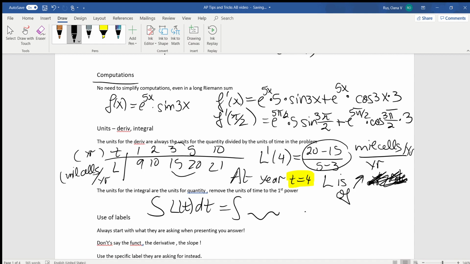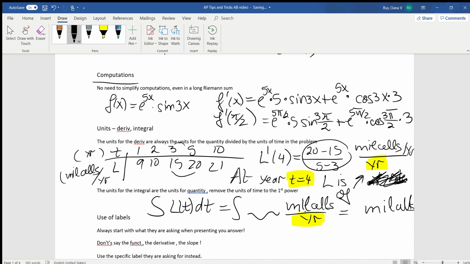If you were to integrate L of t dt, essentially you're integrating millions of cells per year. Then you go back a unit of time. So you're going to get something in millions of cells. That's the game of the unit. So when you take the derivative, the years disappear. When you take the integrals, the years disappear. When you take the derivative, you have another unit of time in here. That's what I really wanted to say.